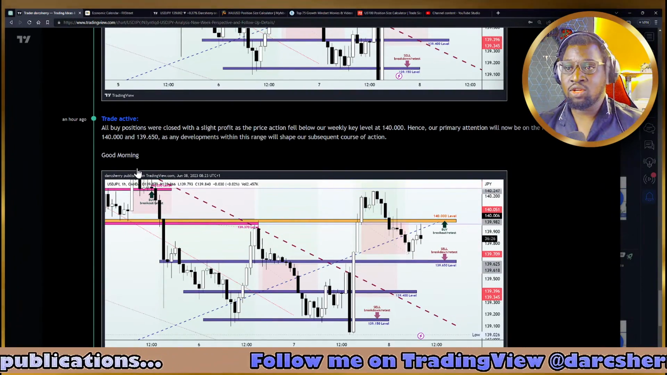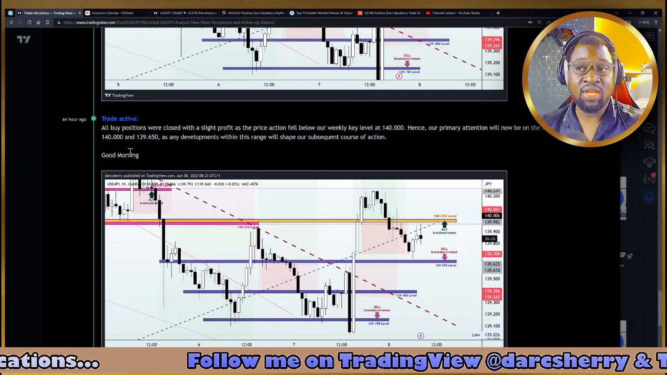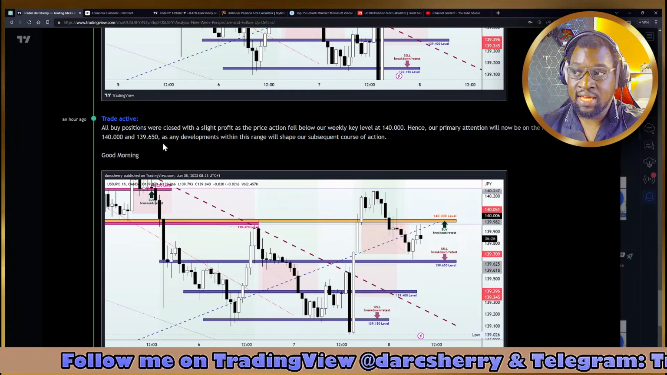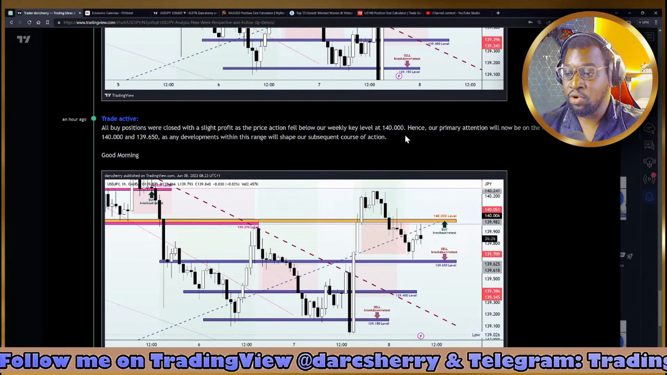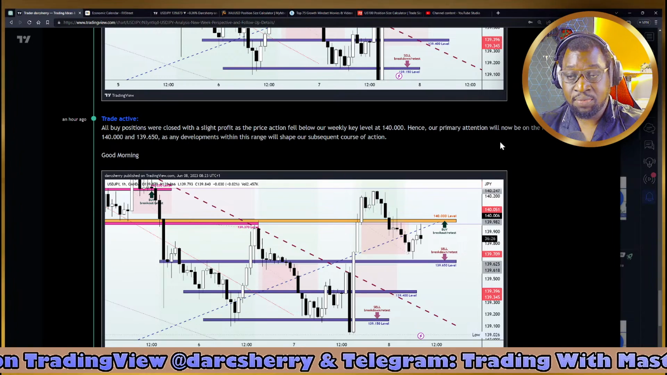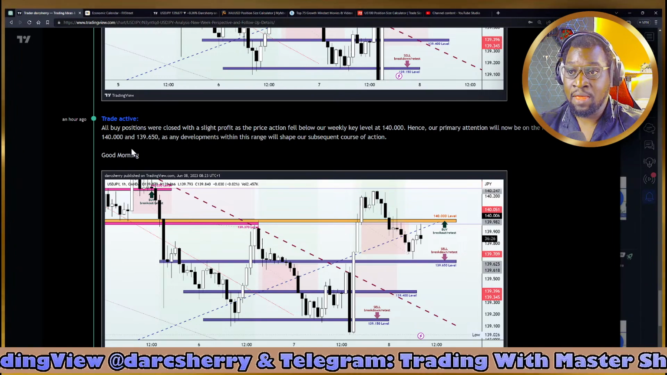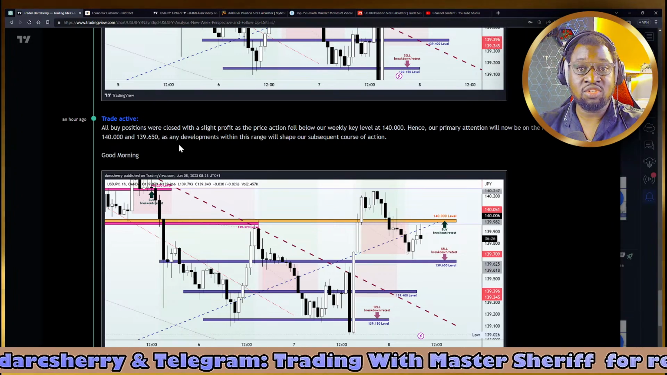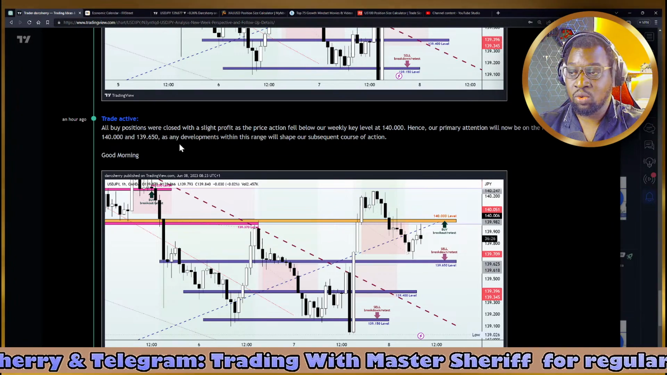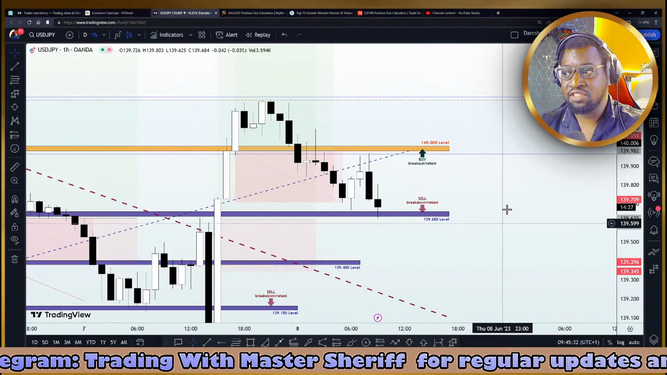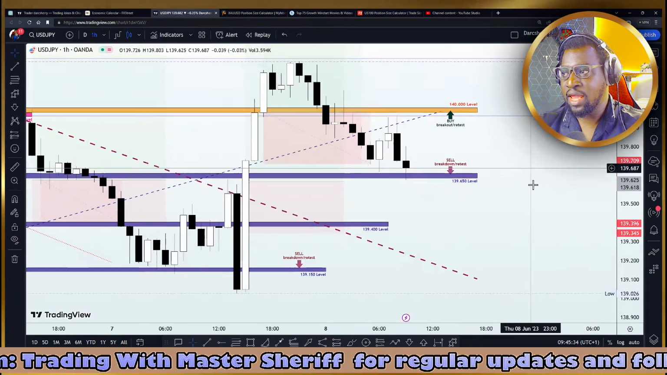So I said here that all buy positions were closed with a slight profit as the price action fell below our weekly key level at the 140.00. Hence, our primary attention will now be on the range between the 140.00 and the 139.650, as any development within this range will shape our subsequent course of action. Now, let's go back into the live chart and see what I'm actually talking about here.